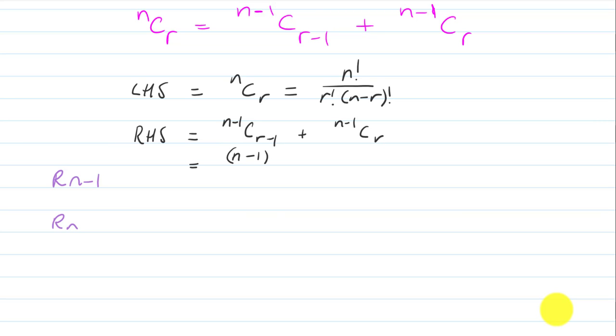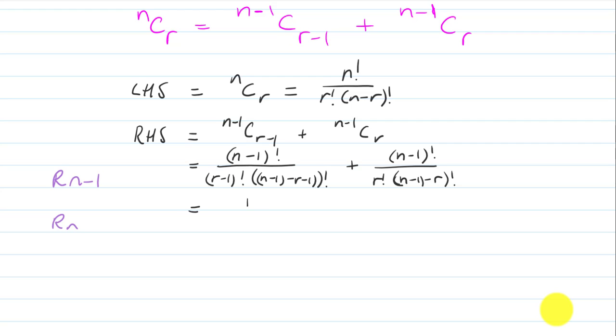And now we're going to put these into factorial form. (n-1)! over (r-1)!(n-1-(r-1))!, plus (n-1)! over r!(n-1-r)!. Okay, now we'll carry on.